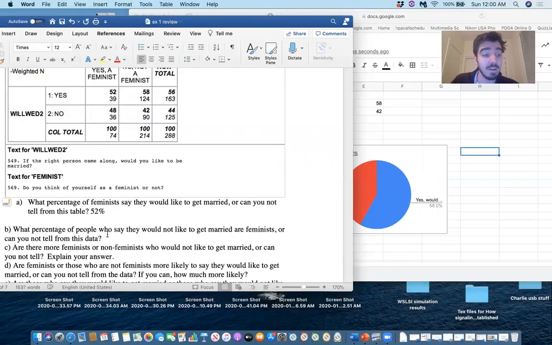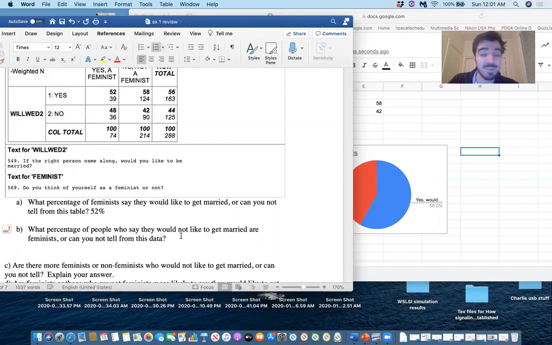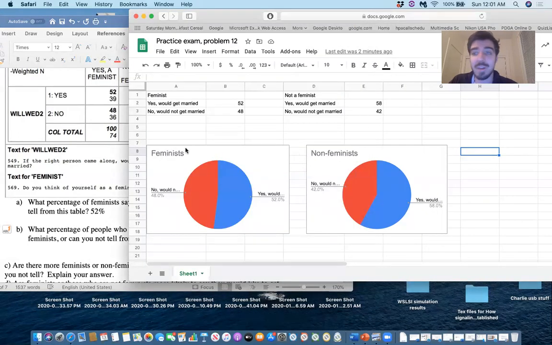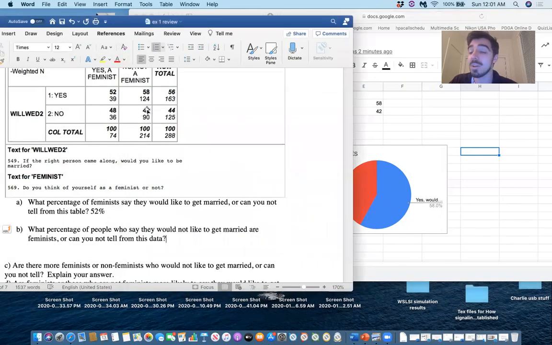Okay, part B. What percentage of people who say they would not like to get married are feminists, or can you not tell from this table? When we read any of these questions, we need to figure out what pie we desire. Up here, feminist was the pie. Here, what percent of people who say they would not like to get married? So we need a pie of people who would not like to get married, and we don't have that pie. So we can't actually answer this question. It's asking about this row right here, but we're not dealing with row percentages. So this is not a question we can answer. So we'll go with not answerable.